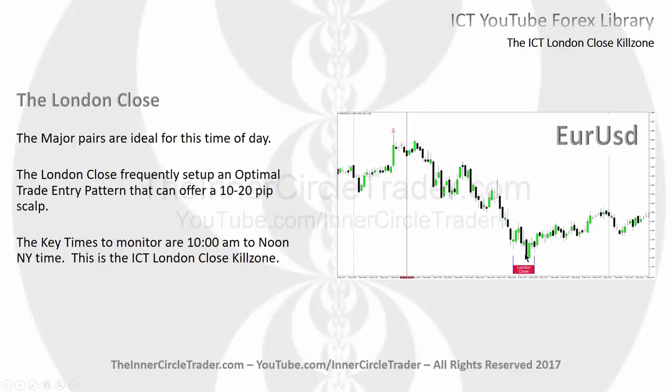then the low of the day forms exactly at the parameters between 10 a.m. and noon New York time. This is the ICT London Close Kill Zone. Market trades higher off that window of time and then goes into the close.